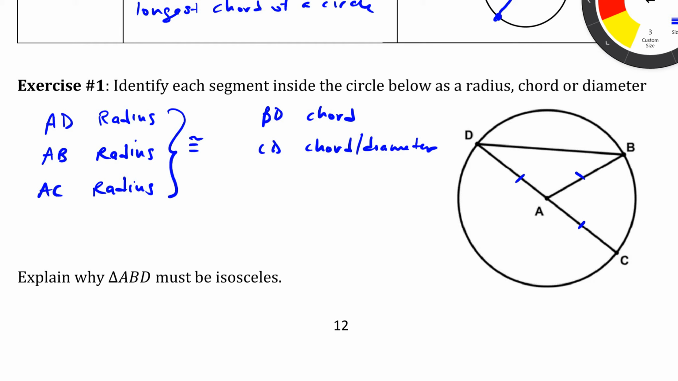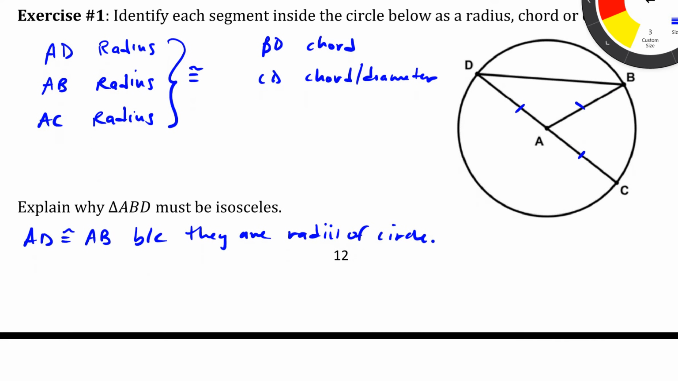Then it says explain why ABD must be isosceles. I know ABD is isosceles because AD is congruent to AB because they are the radii of the circle. That second question, although you don't think of it that way, it is actually a proof, right? We have a triangle, two congruent sides. We know that two congruent sides mean it is isosceles.